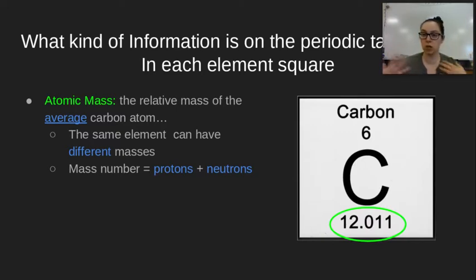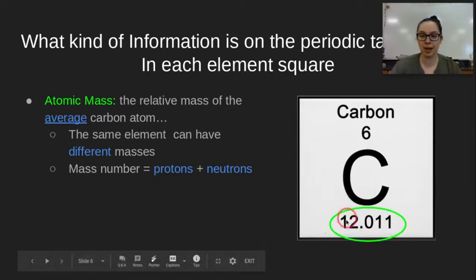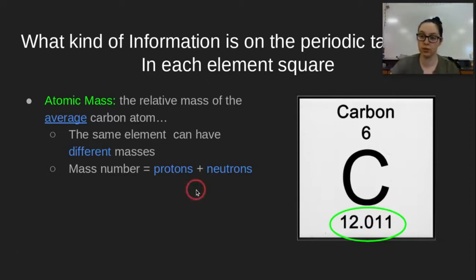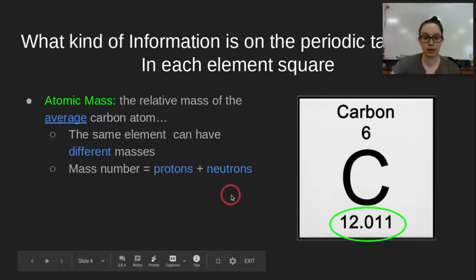Things like that. We'll talk about what isotopes are later, but know that this is an average. If you're looking at your mass number, this will be a whole number, not this decimal, because we can't have partial or quarters or halves or fractions of protons and neutrons. That doesn't happen naturally. All right.